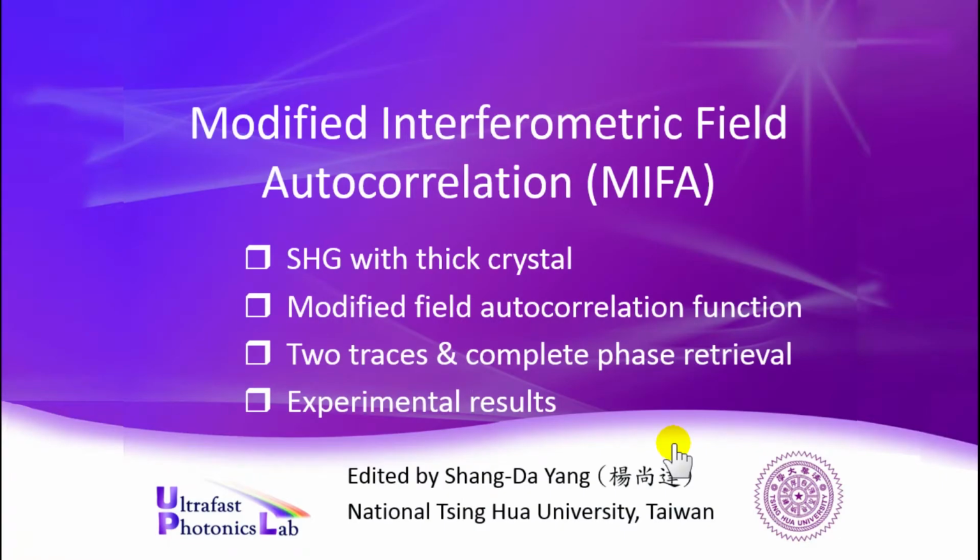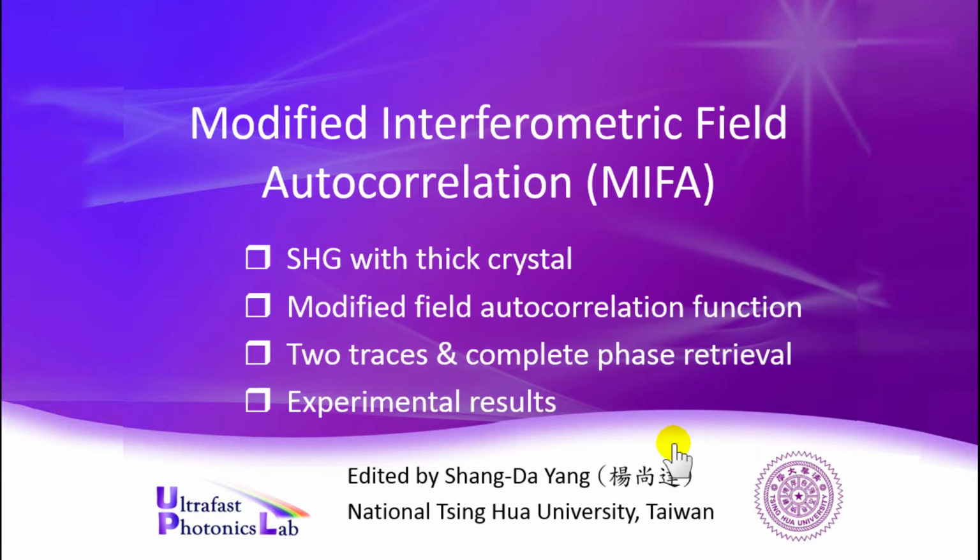It's about the post-measurement method named Modified Interferometric Field Autocorrelation. Our acronym is MIFA. To talk about the MIFA method, I will introduce second harmonic generation with thick crystal. Okay, and why using this kind of thick crystal you can have modified field autocorrelation function.